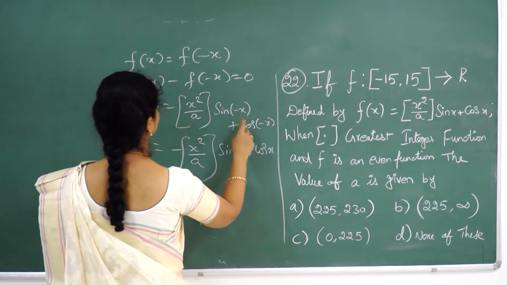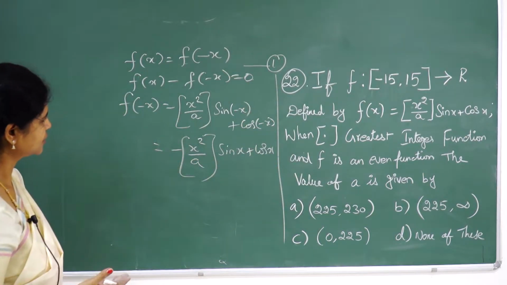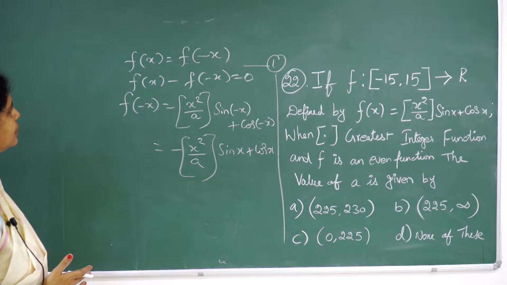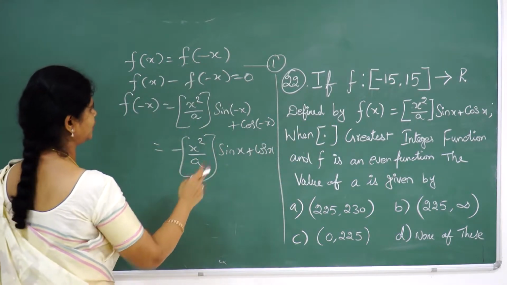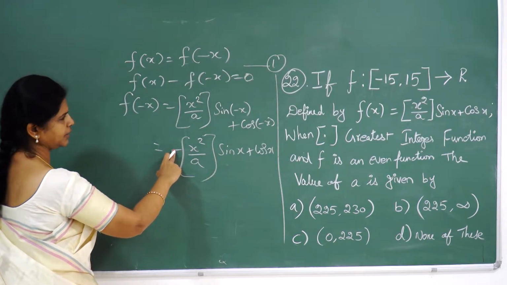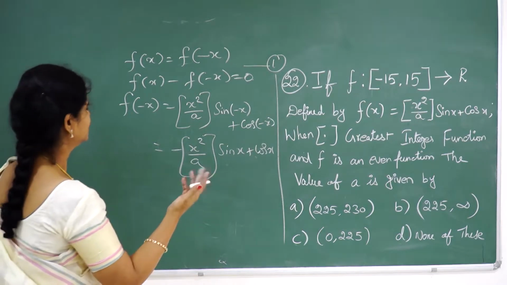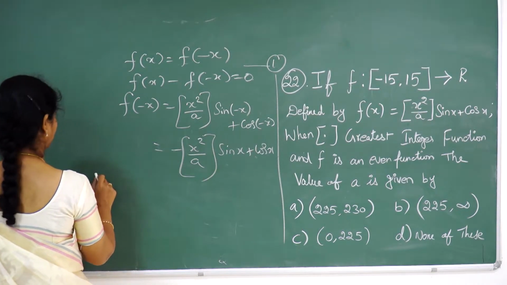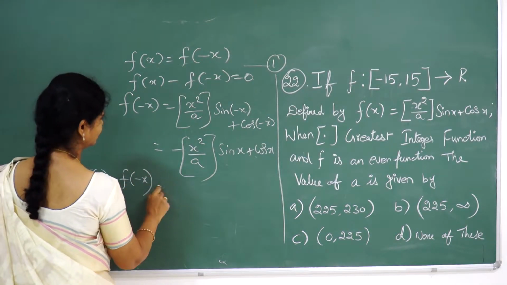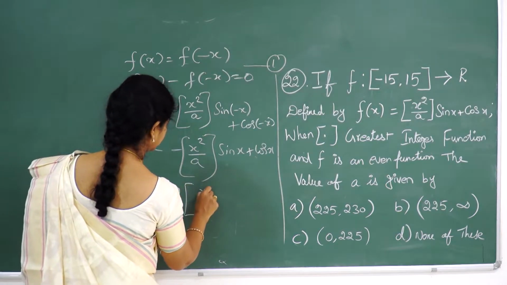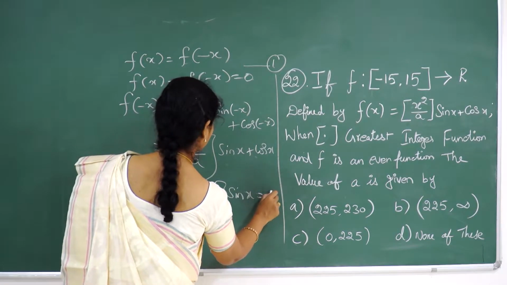Okay. So next you subtract these two, using this relation 1. So you are subtracting f of x minus f of minus x, what do you get? This becomes minus, minus becomes plus, and the cos x term will cancel. So finally your function f of x minus f of minus x equals 2 into the greatest integer of x square by a times sin x, which is equal to 0.